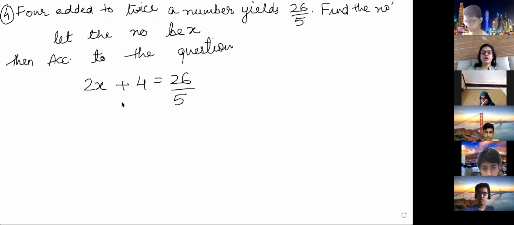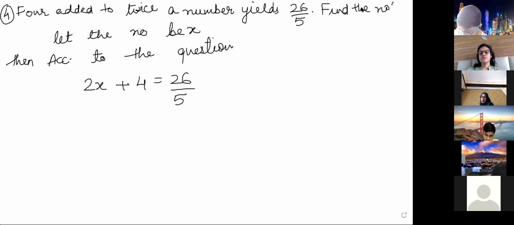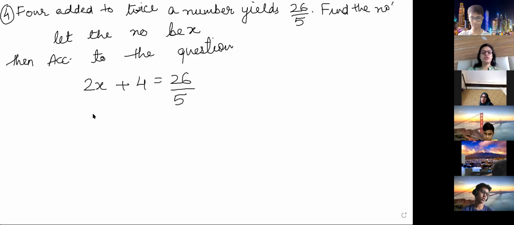What answer are others getting? Mudabbir? What is the answer you got? Farhana? Not able to solve? No, ma'am. Okay, Ahmed got it. Ma'am, I got x is equal to 3 upon 5. 3 upon 5. Okay, let me check it now.